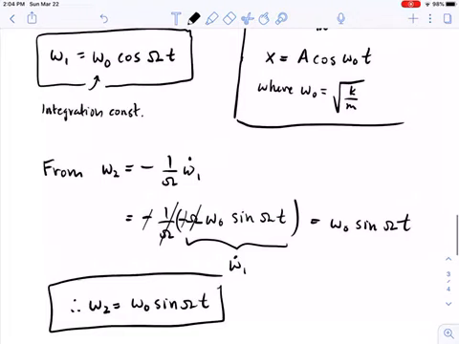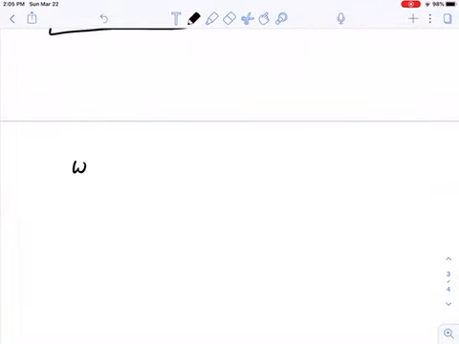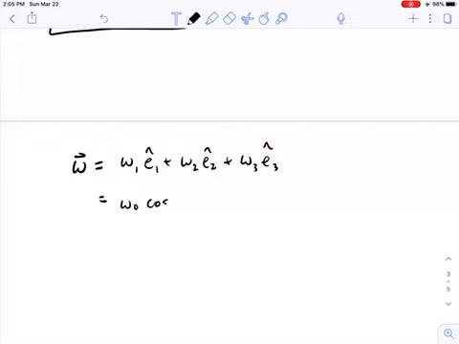So we have our two solutions for omega 1 and omega 2, and we know that omega 3 is equal to a constant. Okay, so the total angular velocity vector is omega 1 E1 hat plus omega 2 E2 hat plus omega 3 E3 hat. Omega 1 we said was omega naught cos omega t E1 hat, and then we have omega naught sine omega t E2 hat, and then we have a constant in the E3 hat direction. Okay, so this is constant.